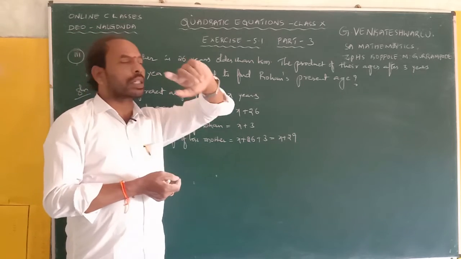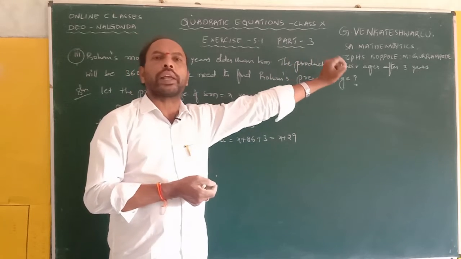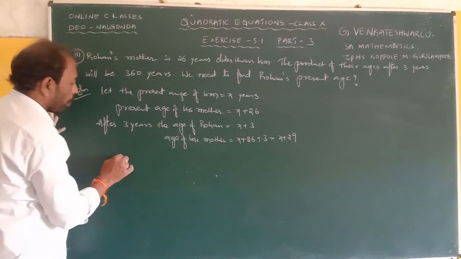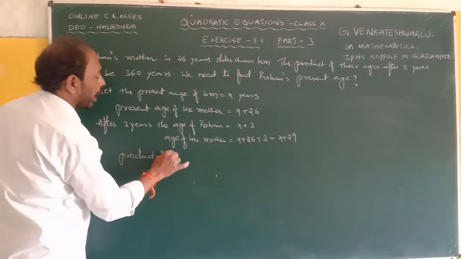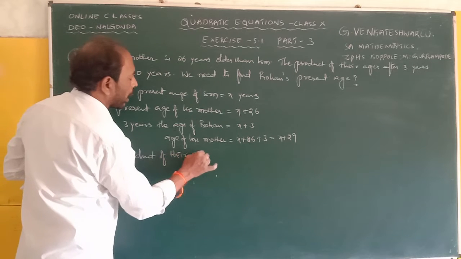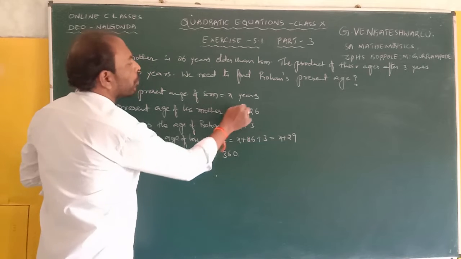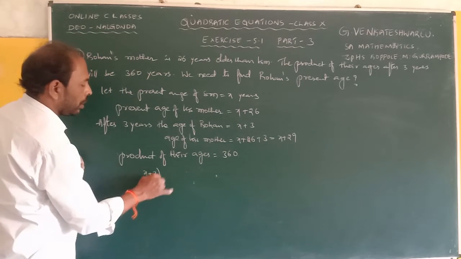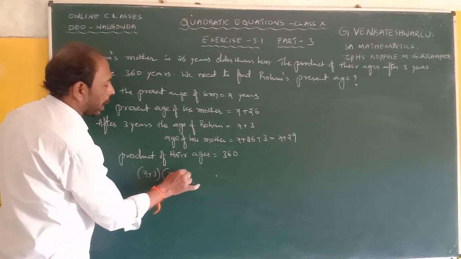What is given next? The product of their ages. The product of their ages after 3 years will be 360. Coming to the next point, the product of their ages is equal to 360. That's why the first one is x plus 3, the age of the son, and the age of his mother is x plus 29.